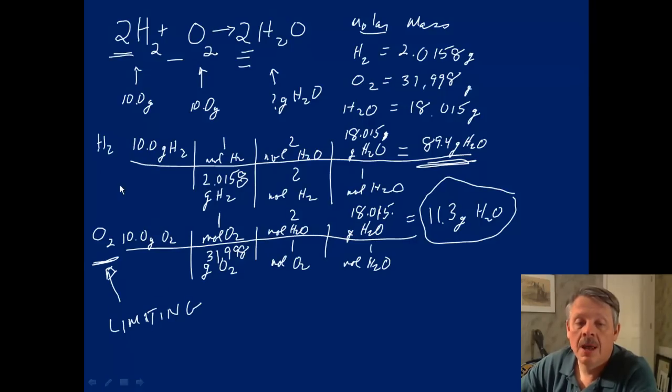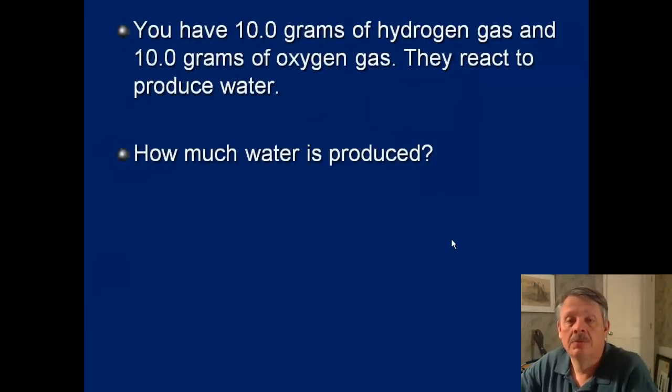Right? I have more than enough hydrogen. If I had unlimited oxygen, I could produce 89.4 grams of water. But I don't have unlimited oxygen. So I only had enough oxygen to make 11.3 grams of water. So I have way more hydrogen than I need. Right, so my limiting reactant or my limiting reagent is oxygen. And I can produce a total of 11.3 grams of water. And I think that's what I asked.